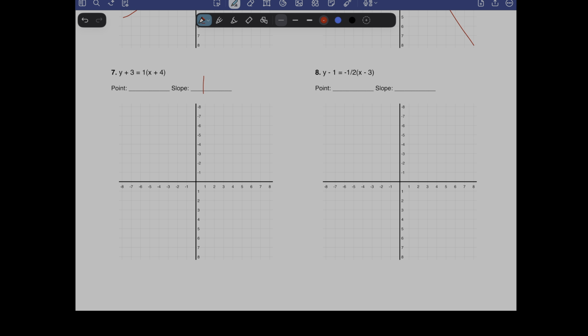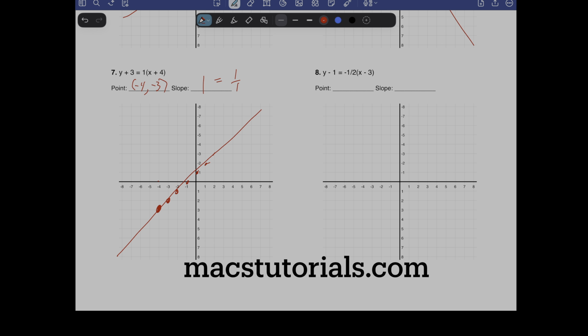What's my slope? 1, which is 1 over 1. What's my point? Well, the point, remember, we do the opposite signs, so the x is going to be a -4, and my y is going to be a -3. Okay, well, there's a -4, and 1, 2, there's a -3. And I'm going to do a slope of up 1 over 1. I'm going to do a few of these because when they're really close together, I really don't do them well. Hey, that was pretty bad, but not that bad.